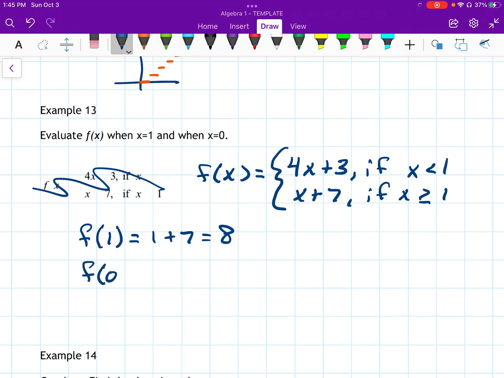I do the same thing for f of 0. This time I'm going to plug it into the top one, and I'll have 4 times 0 plus 3, which is 3.